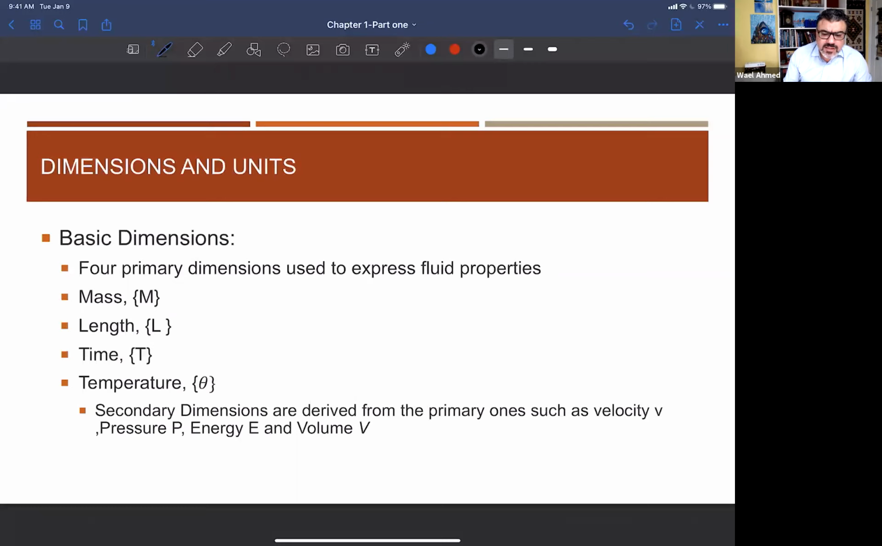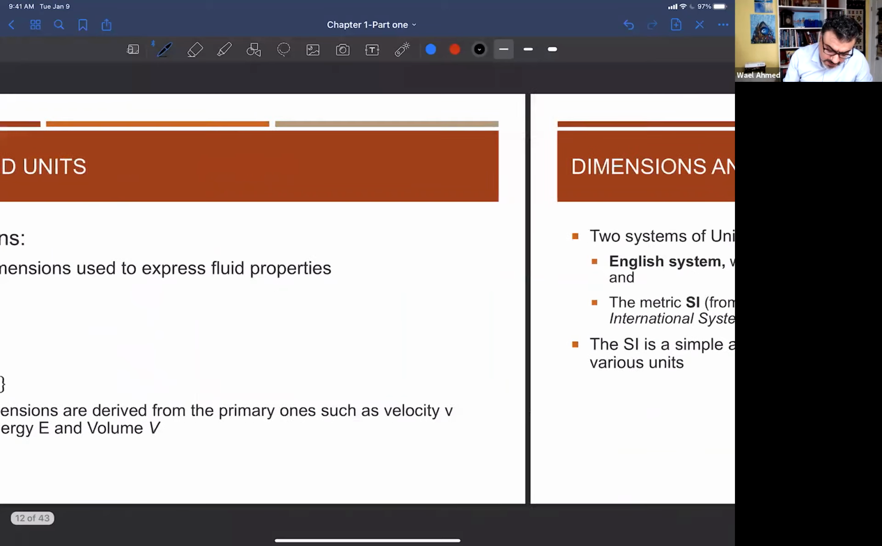Okay. Secondary dimensions are derived from these primary dimensions. For example, velocity. We know that velocity is length per period of time, right? So how much distance per time. So it is basically the dimension of length divided by the dimension of time. Okay, we know pressure is a stress, right? Normal stress. So it's going to be force divided by area. And force is mass times acceleration. So basically all these secondary dimensions will be a combination of these basic dimensions. And I'm sure that this is very clear from different other subjects as well. Energy, volume, and other things, right?